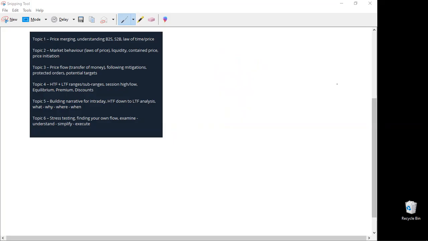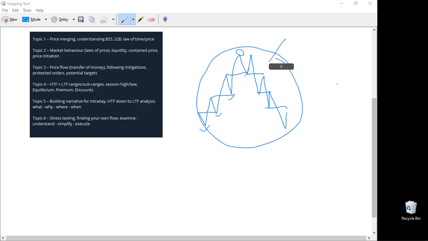And topic 3 is simply following money itself. So this is following your buy money and meeting your targets here, and then your sell money is simply the opposite. So that's just following your mitigation. These are very raw, basic things.